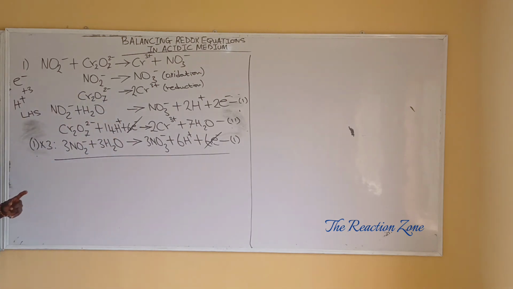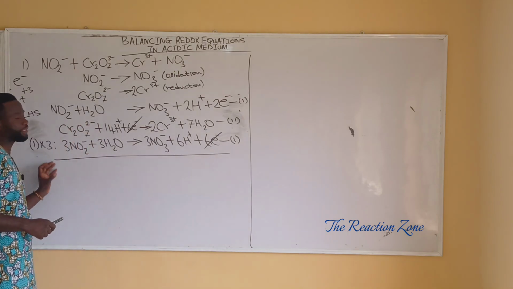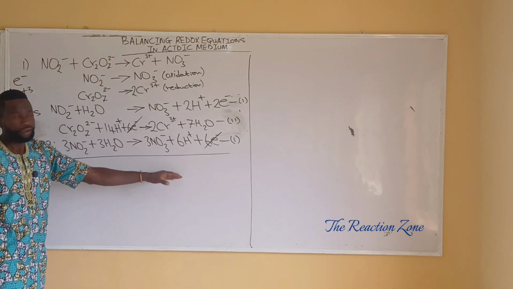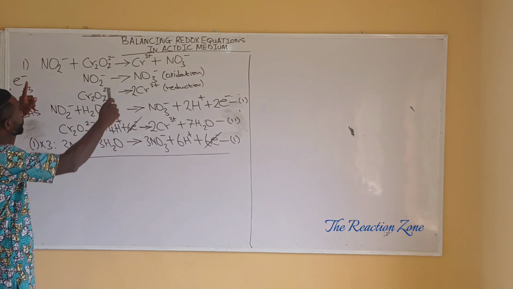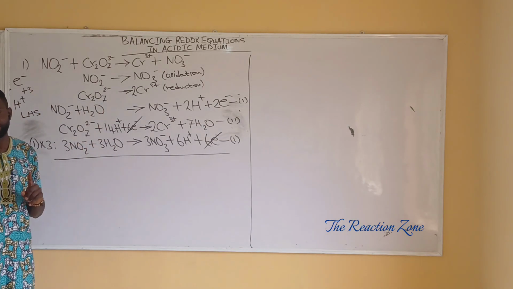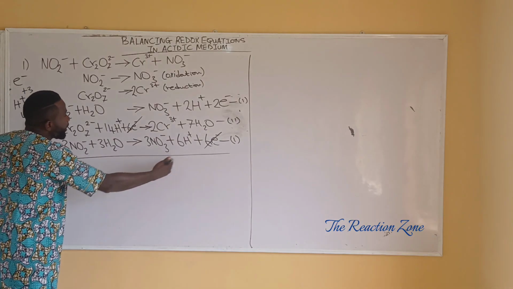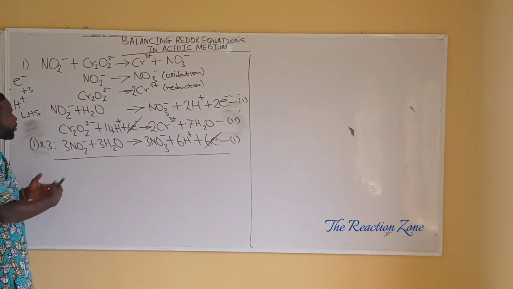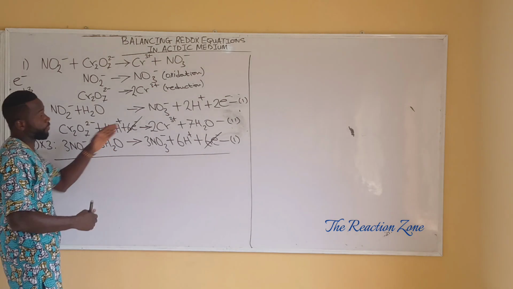And in doing so, we have to ensure that there is no particular chemical species on the left-hand side that will also be on the right-hand side. Because when you look at the original equation, you discover that there are no 2 chemical species that are identical. They are only similar. So we must ensure that in our final answer, we do not have any particular chemical species on the left-hand side and also have it on the right-hand side.